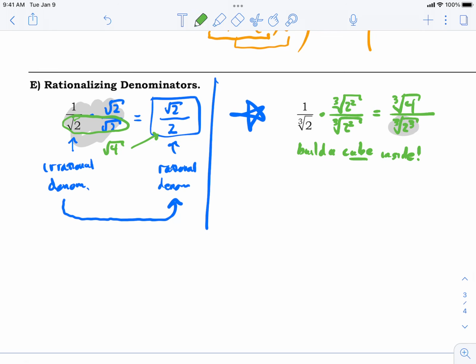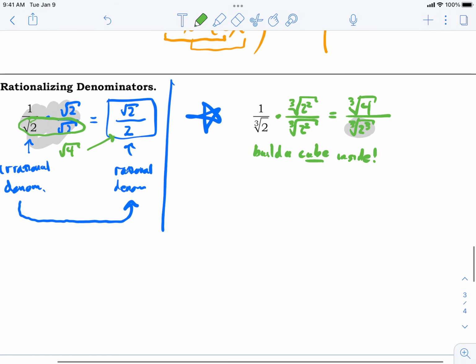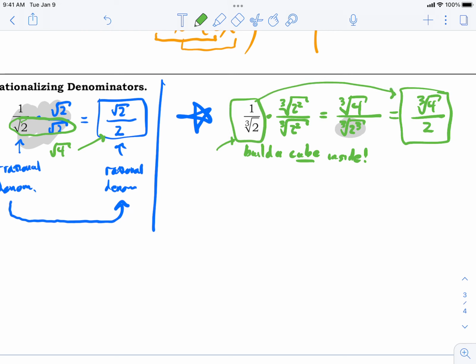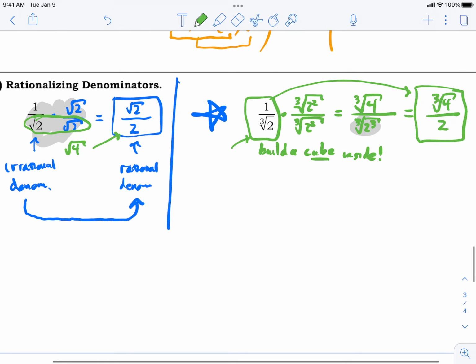That's the whole point. We want to simplify so that we don't have any funny radical symbols anymore in our denominators. So the top is going to be a cube root of 4. The bottom is going to be just a 2, and we have succeeded. Now we have succeeded. So this turns into this. Again, this is an irrational denominator. Cube root of 2 does not come out even at all. This is a rational denominator, so we've rationalized our denominator.